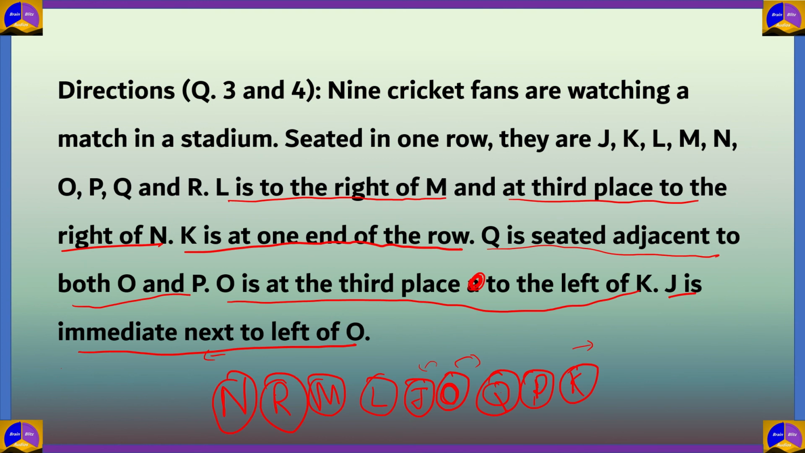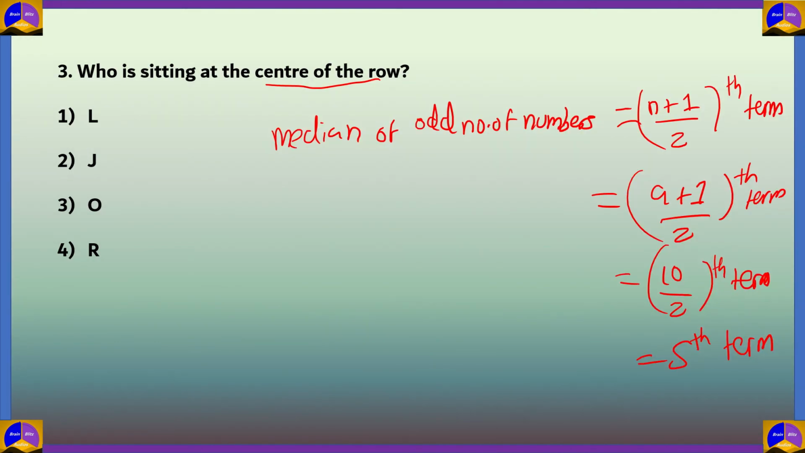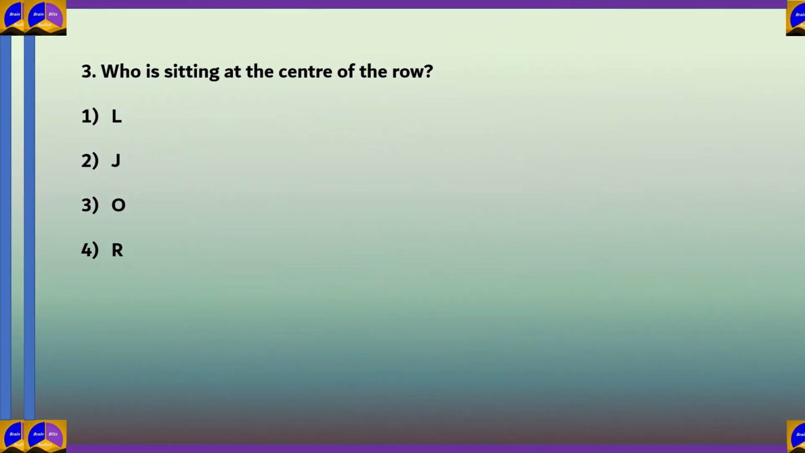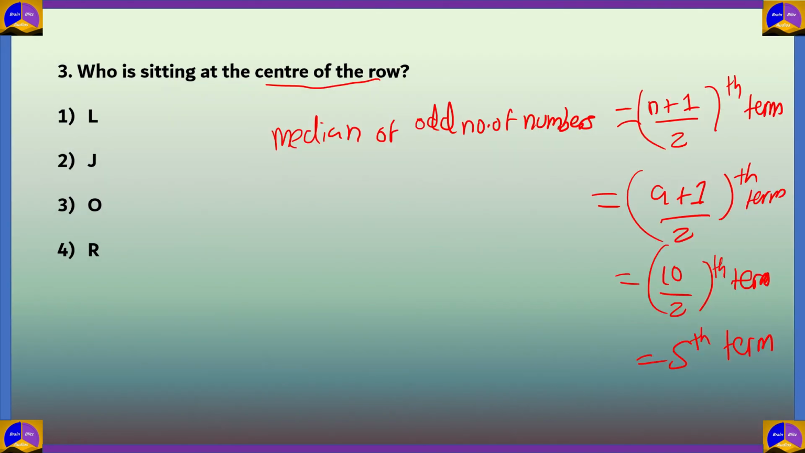Now let's look. The person who is sitting in the center of the row must be in the 5th position. So it will be 1, 2, 3, 4, 5. Since J is in the 5th position, J is the person who is at the center of the row. So option 2, J, is the correct answer for this question.